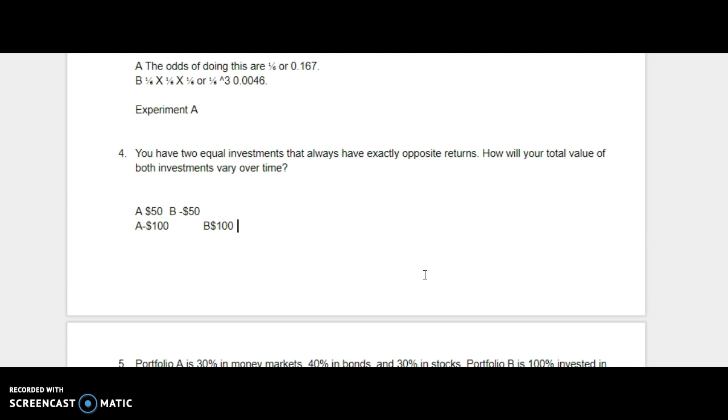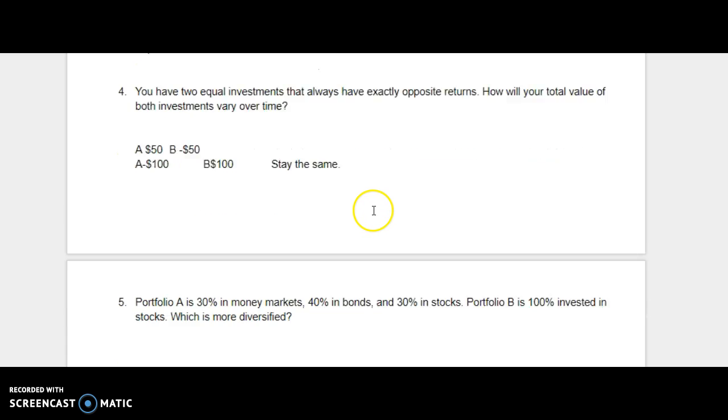So how does your total value of both investments vary over time? Well, they actually stay the same, because if your investments have exactly opposite returns, which they do, your losses and gains will balance themselves out.